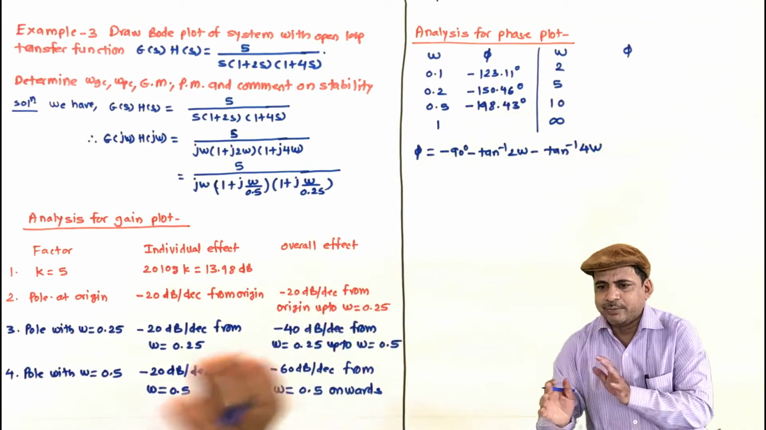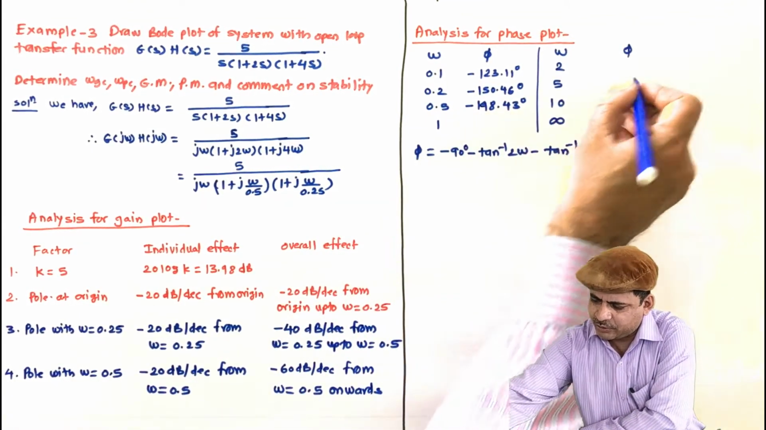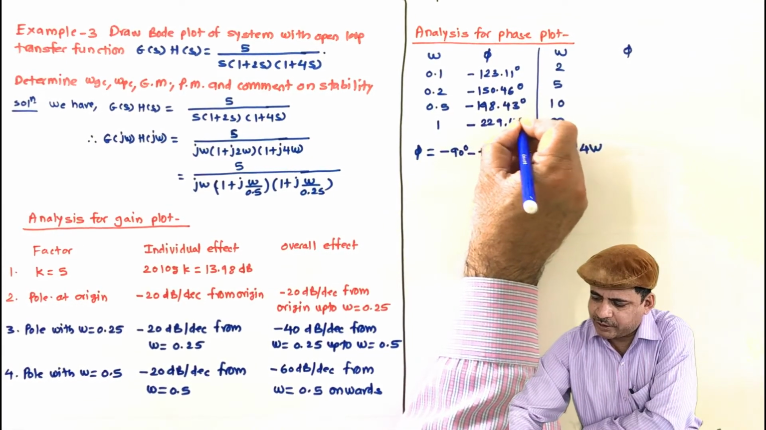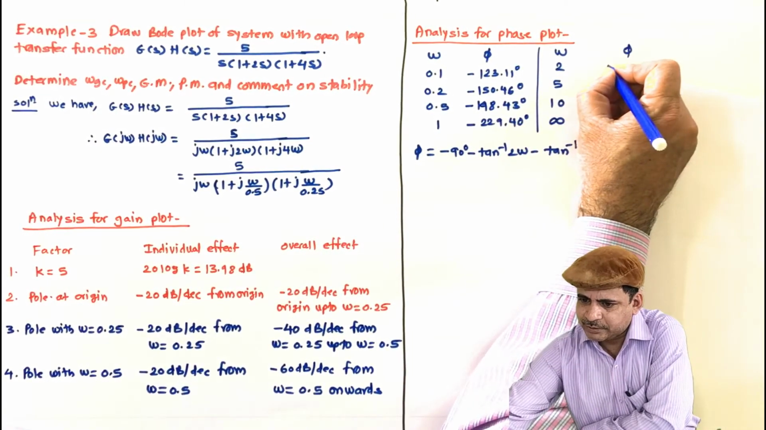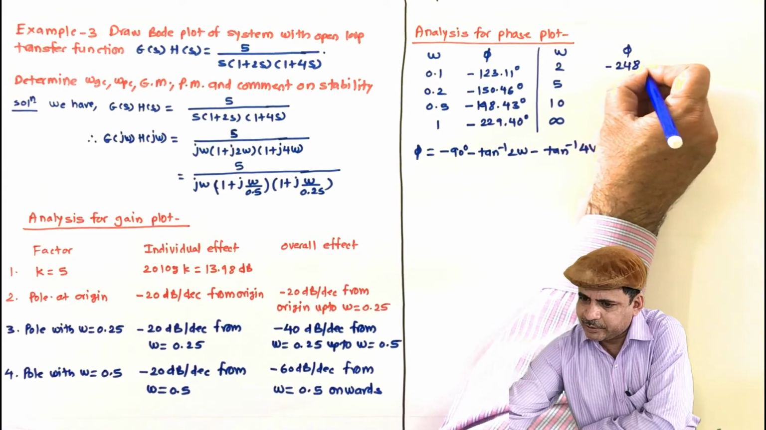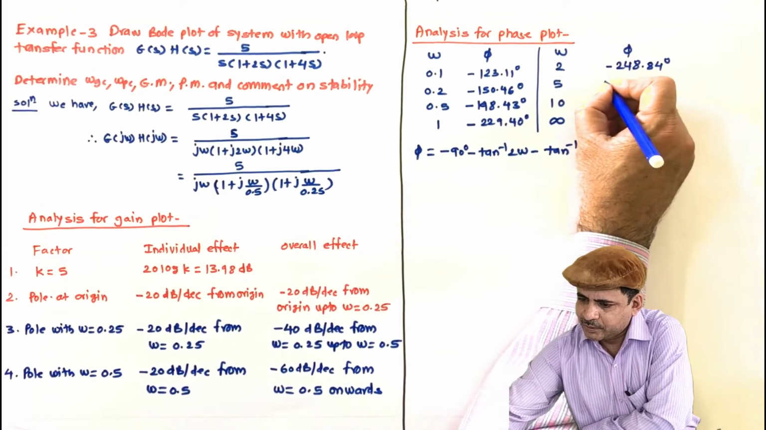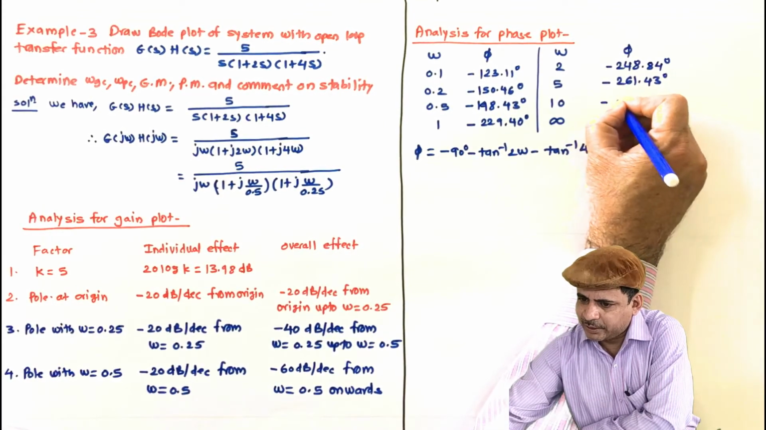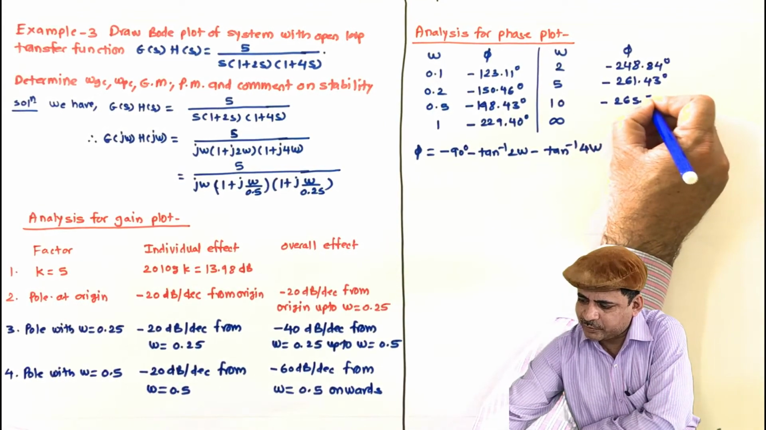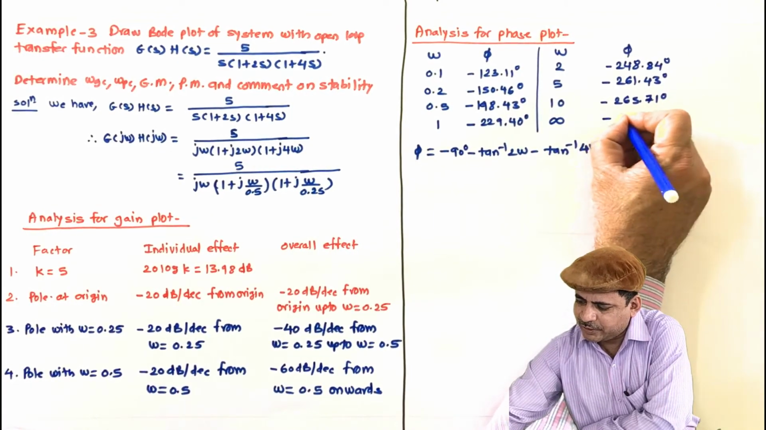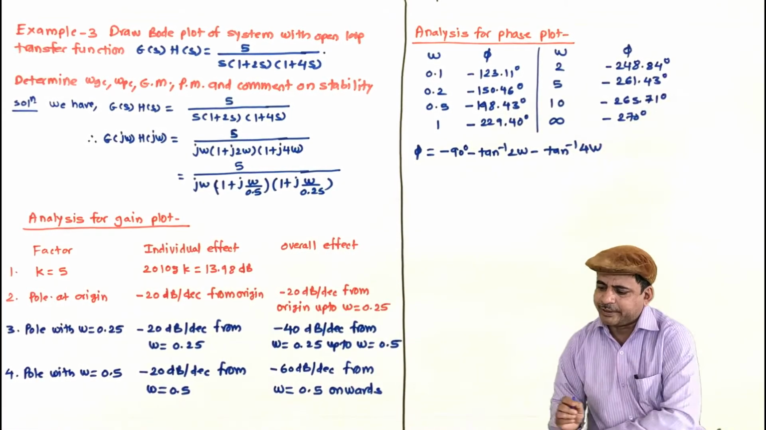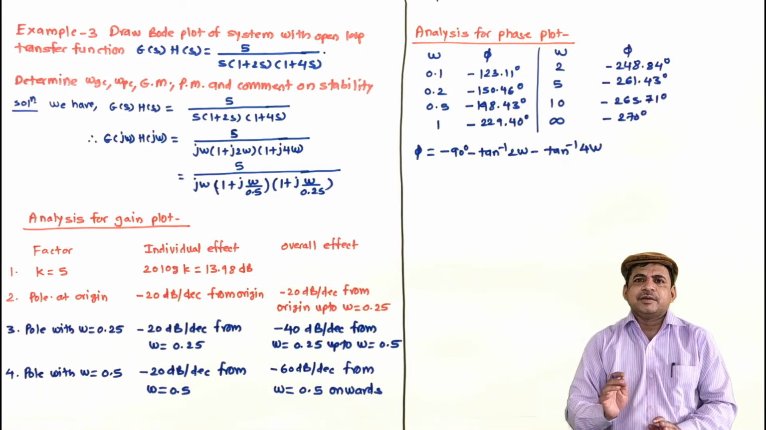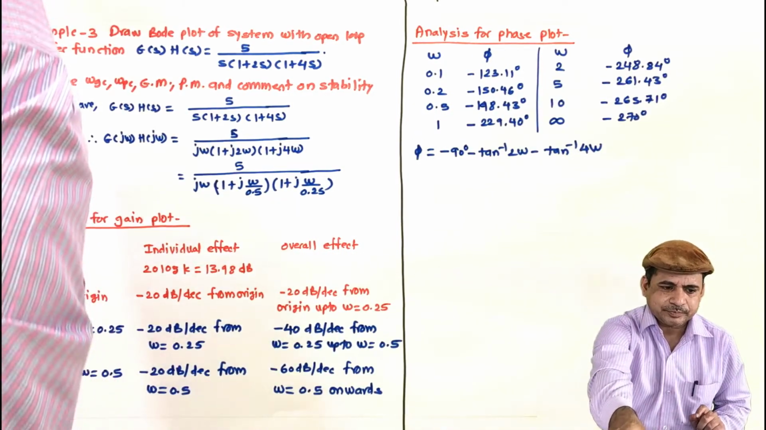Actually our importance is over, but let us calculate up to 10. Minus 229.40 degree, then minus 248.84, minus 261.43 degree, minus 265.71. I have calculated all these values at the back end to save the time. And now entire information is gathered. Let us sketch the Bode plot.